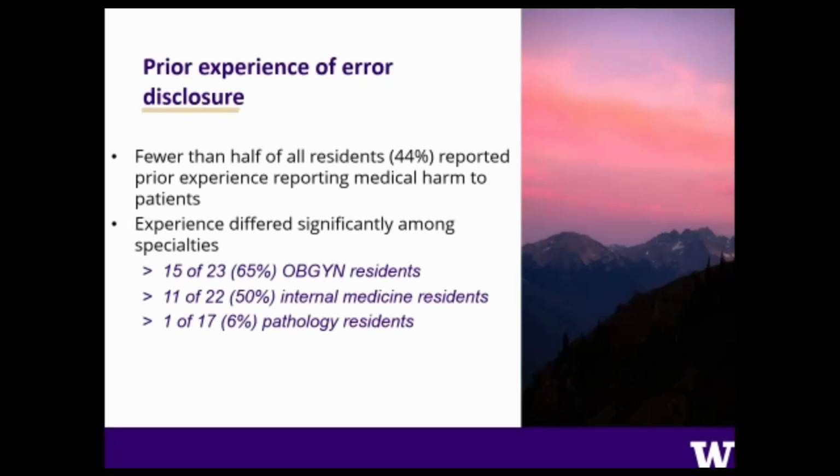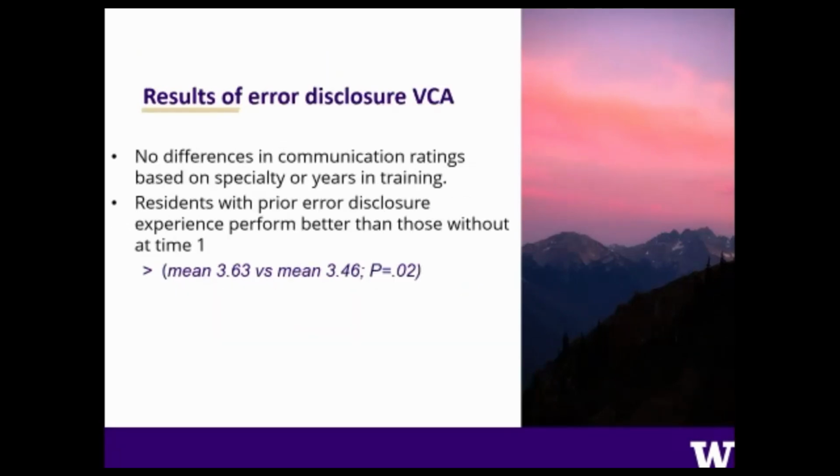And interestingly, fewer than half of the residents reported prior experience with reporting harm to patients. And you can see that, of course, it varied a lot among the specialties. Many more OBGYN and internists had direct patient care disclosure. Only 1 of 17 pathology residents reported having had. It's not surprising, but what we did think was interesting was there wasn't any difference in communication ratings based on the specialty or year in training by the public. Residents with prior disclosure experience performed better than those without. So practice helps.